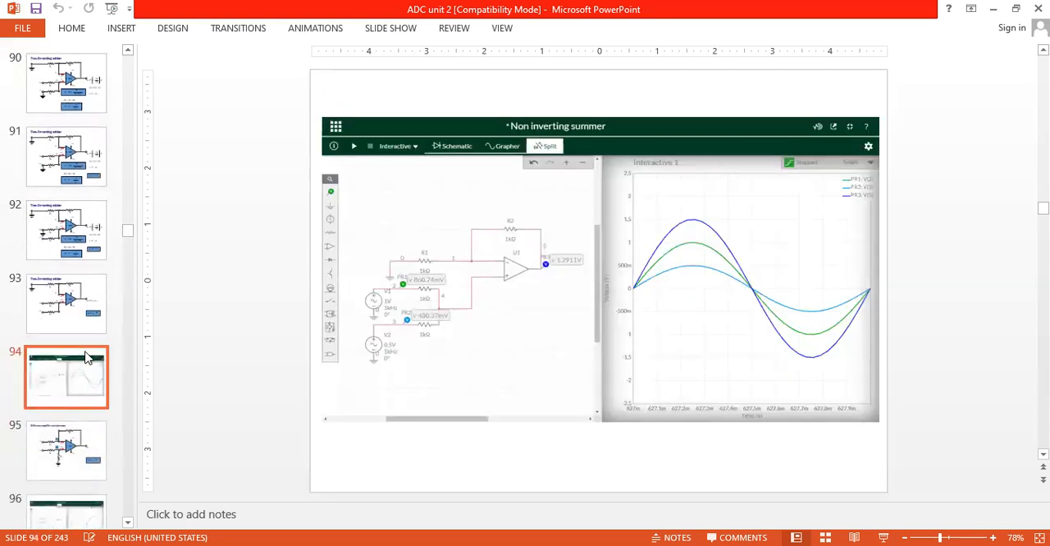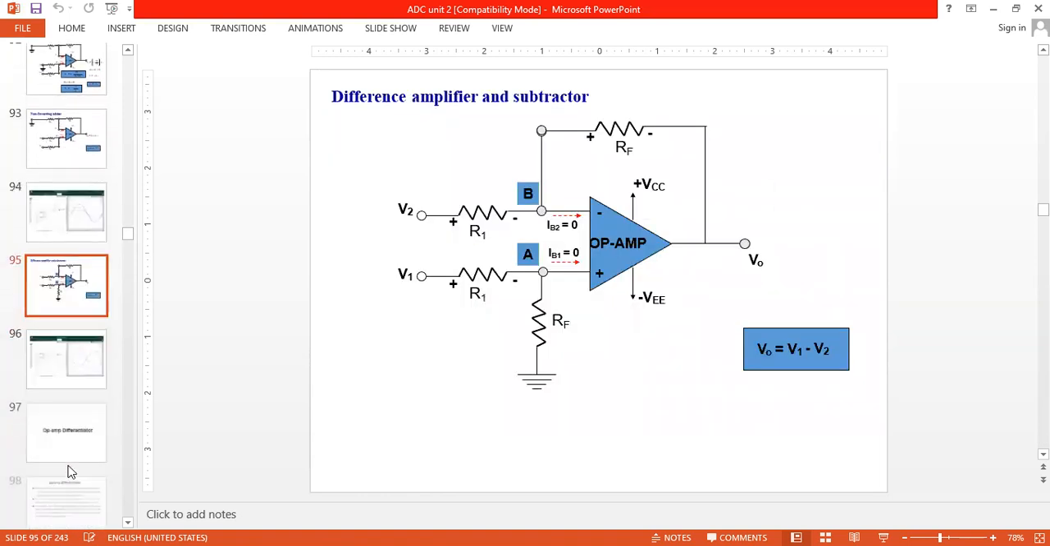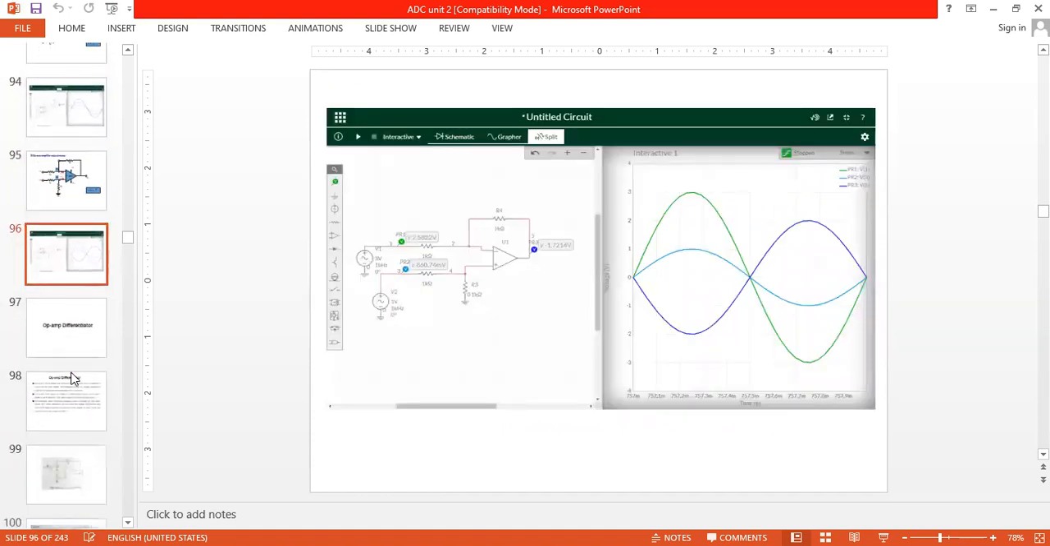So this is the non-inverting model. In this model, we are giving inputs to the non-inverting terminal. That is 1 volt and 1.5 volt. So the output will be 1.5. You can see the output of 1.5 with respect to the blue color line. Like that we have the different ideas.